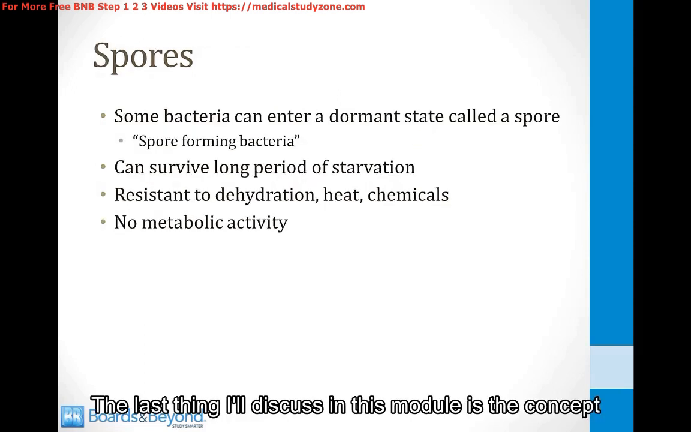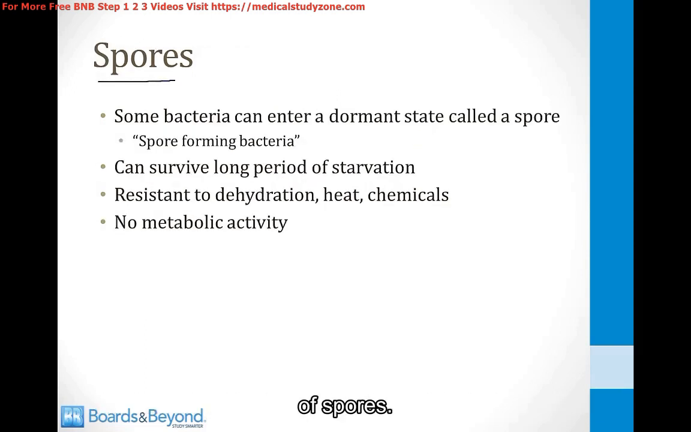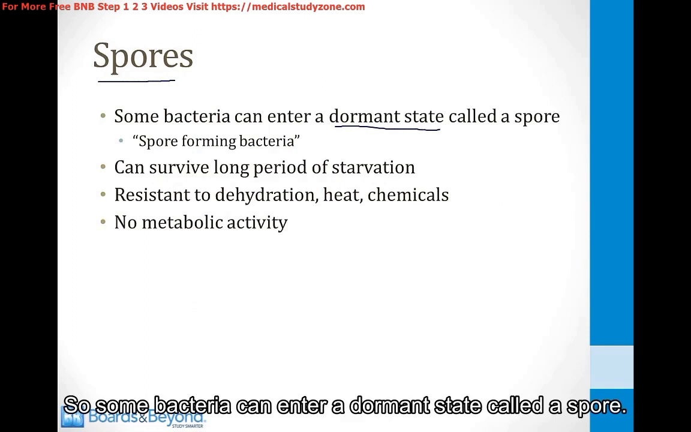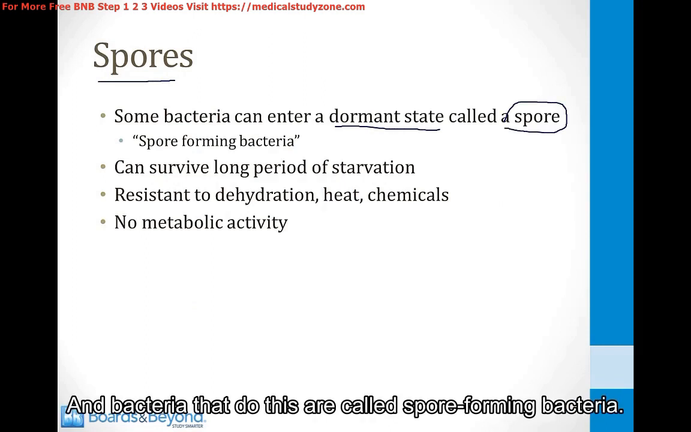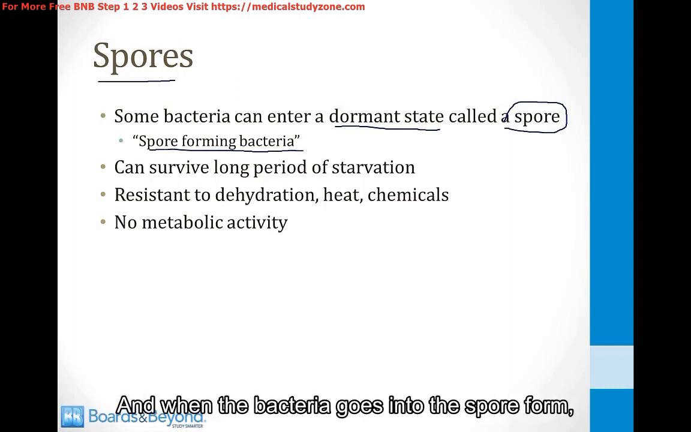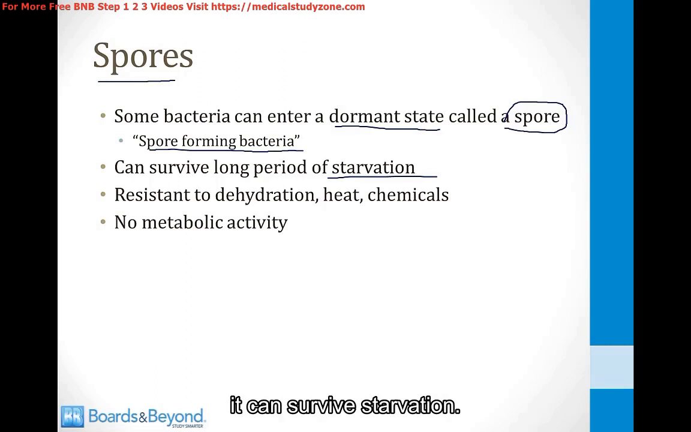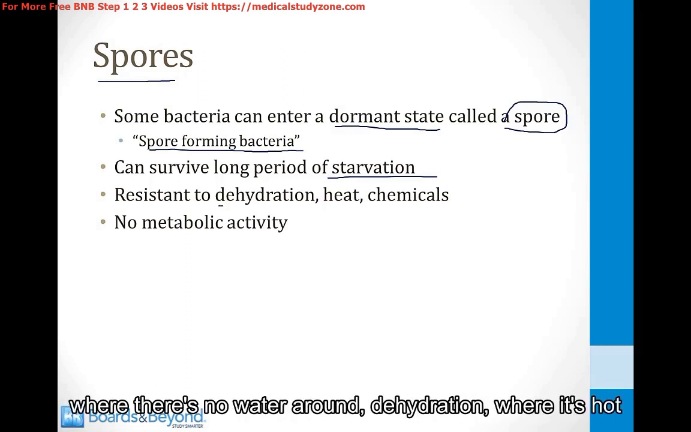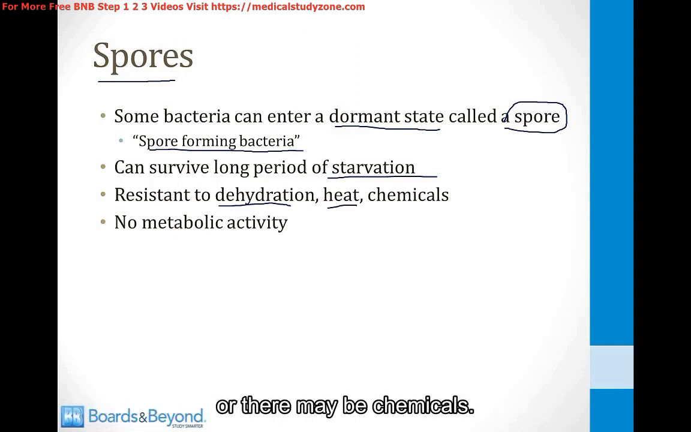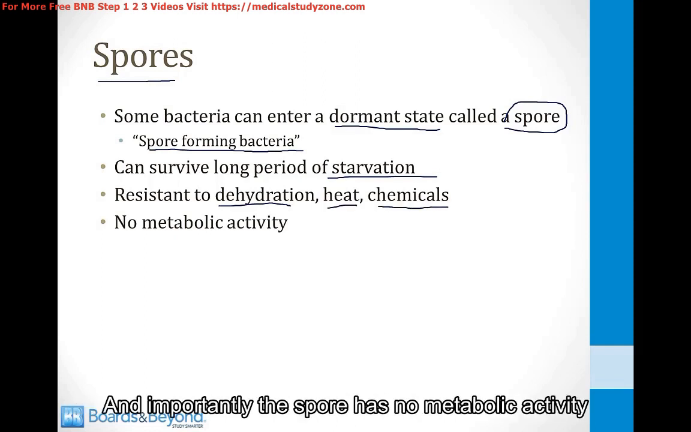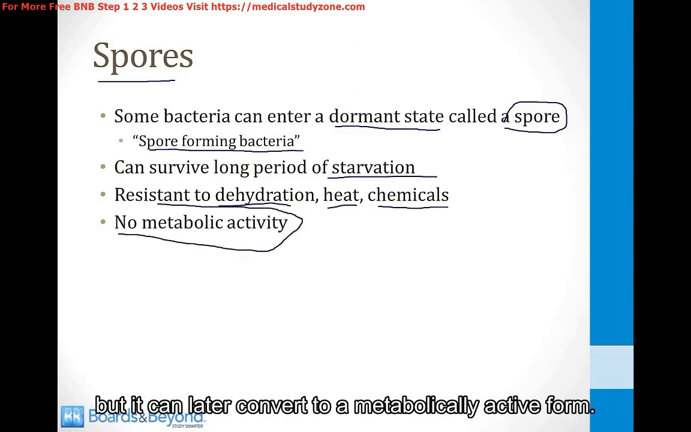The last thing I'll discuss in this module is the concept of spores. So some bacteria can enter a dormant state called a spore, and bacteria that do this are called spore-forming bacteria. And when the bacteria goes into the spore form, it can survive for a long time without any food. It can survive starvation. It's also very resistant to conditions where there's not water around, dehydration, where it's hot, or where there may be chemicals. And importantly, the spore has no metabolic activity, but it can later convert to a metabolically active form.